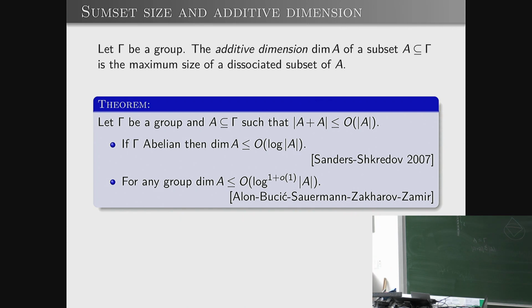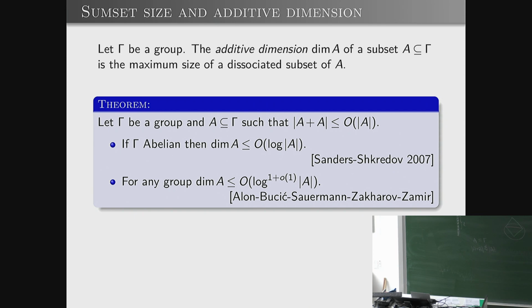So you can prove that if you are in an abelian group, and you have a subset of the abelian group which doesn't grow under addition, then the size of the largest dissociated set in this subset A is at most logarithmic. And if your group is not abelian, the conjecture is that you can still get logarithmic, but we cannot prove it. We can prove almost logarithmic, so log to the power 1 plus little o 1, okay? So is it clear? You have a subset of the group which doesn't grow under addition, then the claim is that the dimension, the size of the largest dissociated subset which it contains, is only logarithmic.